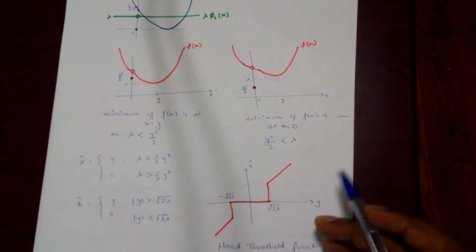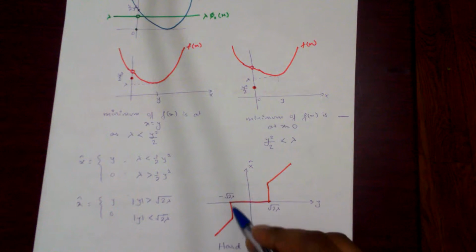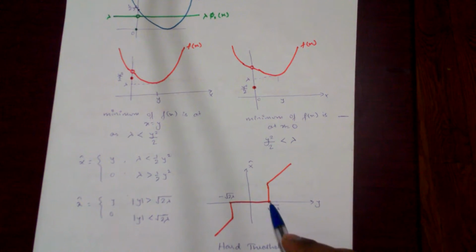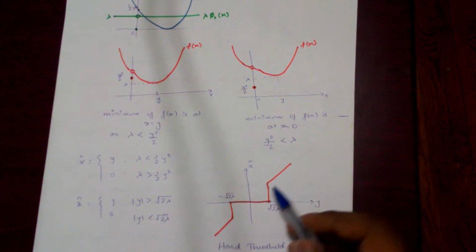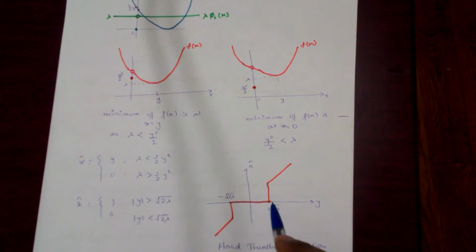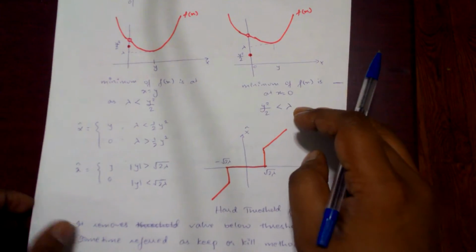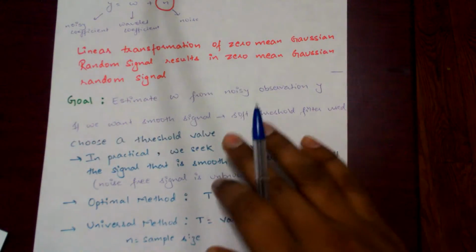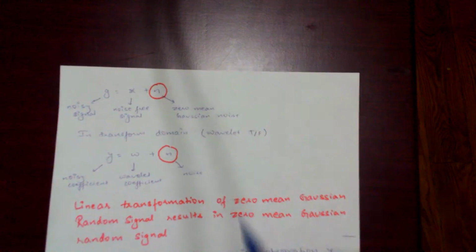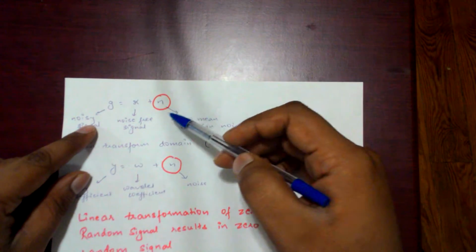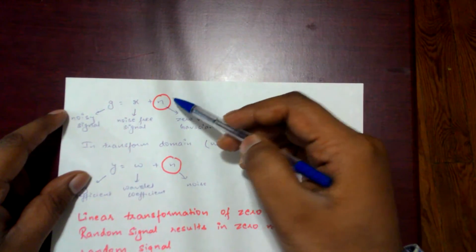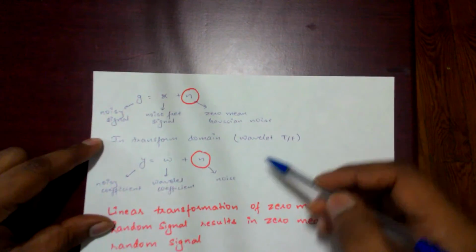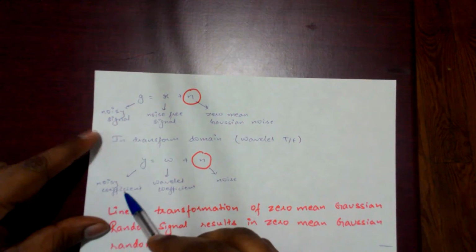So the resultant thresholding function looks like this. Any value greater than root 2 lambda is the same as the original value, but values between minus root 2 lambda and root 2 lambda are set to 0. It is also sometimes called the keep or kill method. Here we'll be discussing a noisy signal g, which is formed from a noise-free signal x to which zero mean Gaussian noise is added. In the transform domain, it gives a noisy coefficient.